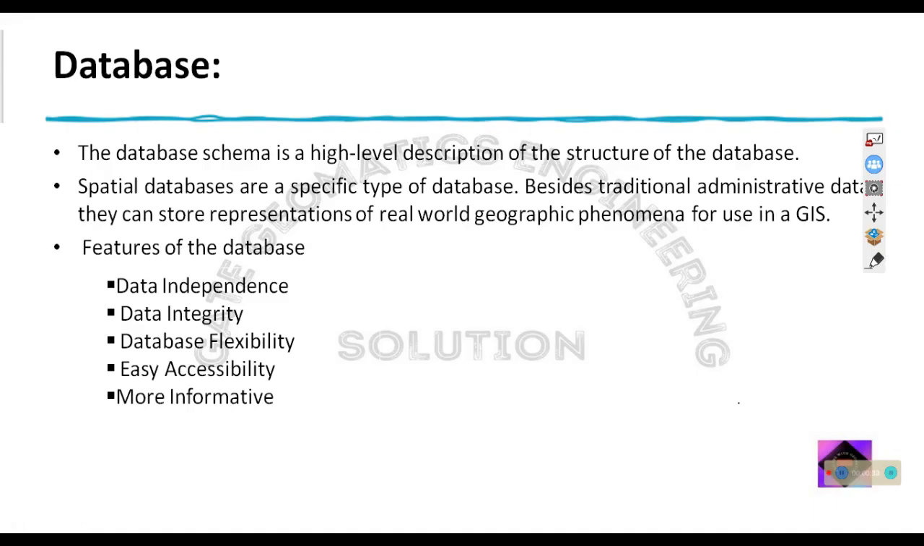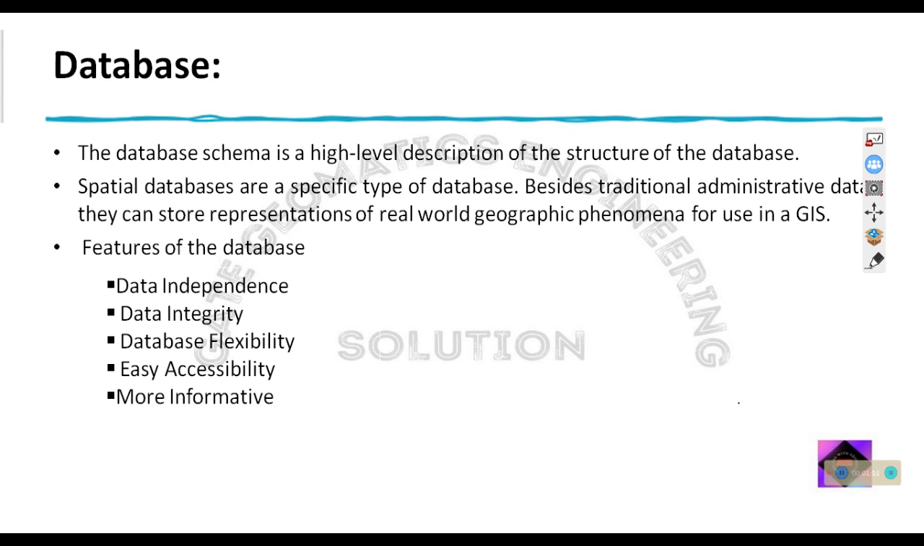So I am starting with the basic database. The database is a high level description of the structure of any database. Spatial databases are a specific type of database. From the database I am mainly concerned about the spatial database and something about the non-spatial database, that is how the spatial database is connected to the non-spatial database. In non-spatial database we shall see the attributes, and how the spatial database is connected to those attributes.